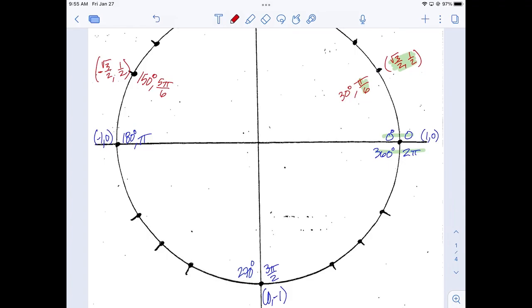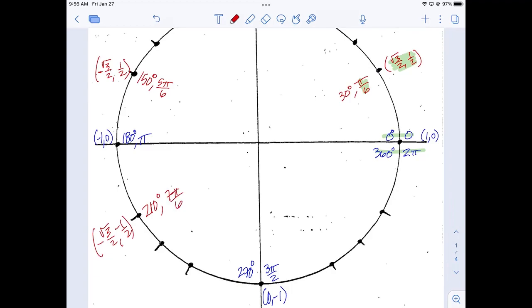Jumping down here to the next 30 degrees, which is, again, the first one off the x-axis. The ordered pair is still some type of square root of 3 halves, 1/2. Because we're in quadrant 3, it's left and down, so it's negative, negative. And, of course, 30 degrees past 180 is 210. And we got the angle being pi 6 plus pi, which is 7 pi 6.